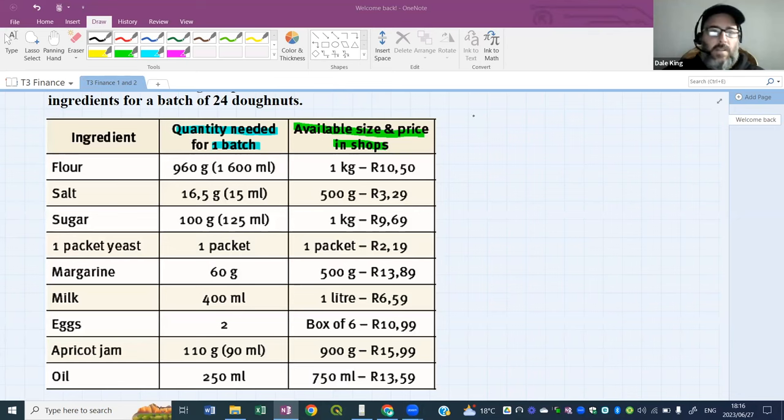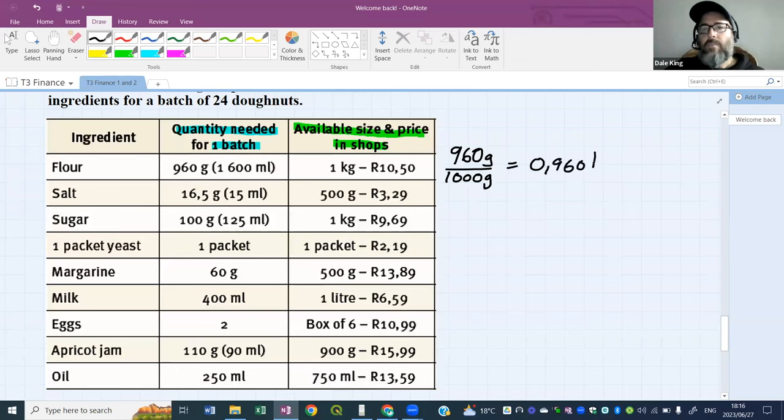Okay, so what he's done is he said, sir, I want to see how much of a kilogram that 960 is. So what he first said, Emmanuel, correct me if I'm wrong, but you obviously said, I want to know how much of a kilogram this is. So he's divided the 960 by 1,000, because there's 1,000 grams in a kilogram, okay? And he's saying, that comes up to 0.960 kilograms. Okay, now 1 kilogram is 1050, but we don't have 1 kilogram, we just have 0.96 of a kilogram, so that we can multiply.